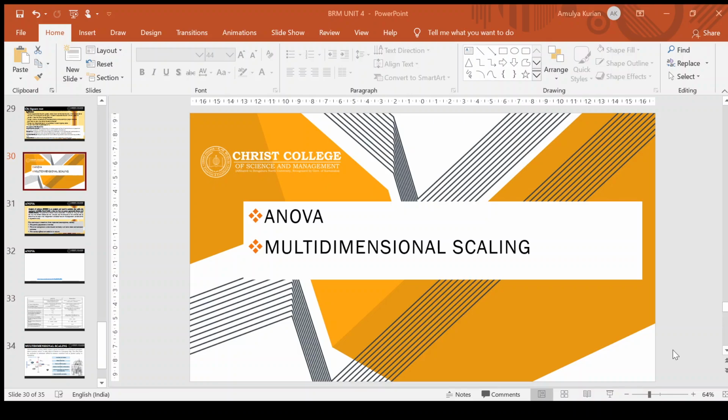Good morning, everyone. We have come to the last module of Unit 4. Today, we will be looking into what we mean by ANOVA and multidimensional scaling. What is it?